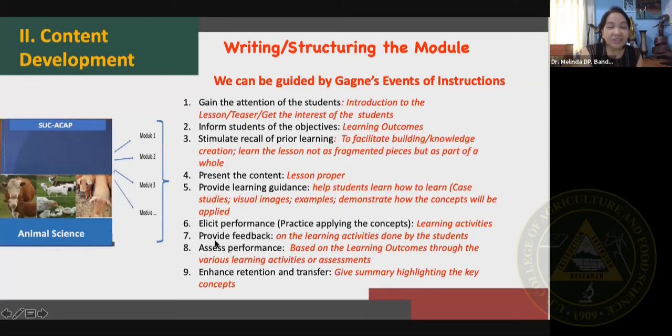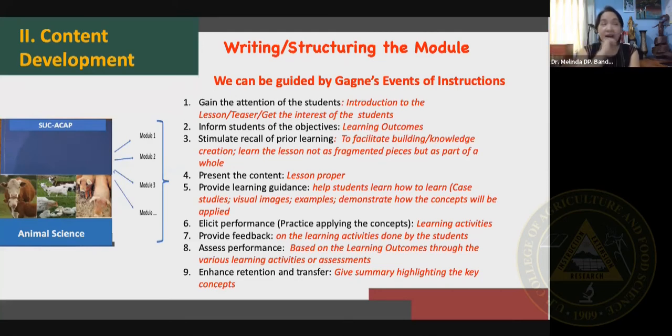Again, itong lahat ng ito ay naka-anchor or naka-align doon sa learning outcomes for the core subject area, and for the whole program learning outcomes. So, iterative yung process. Lagi nating i-check kung tayo ba ay naka-align pa. So, learning outcomes, assessment, content, learning activities, kailangan lahat yan, iterative yung process natin, pabalik-balik tayo just to make sure that they are aligned.